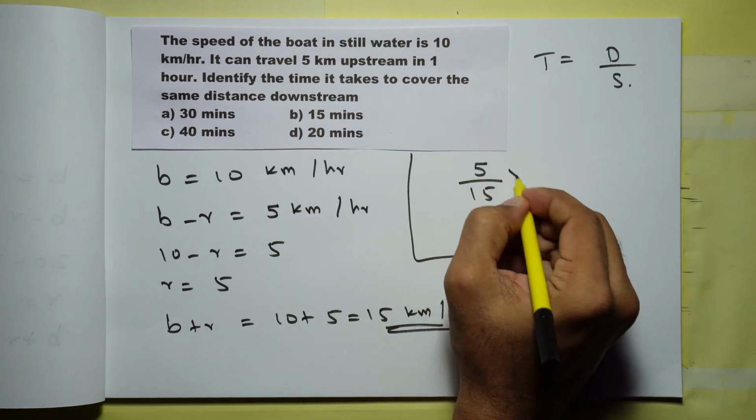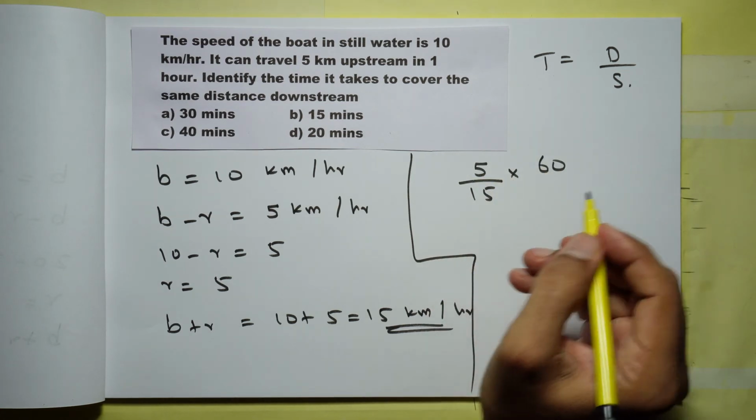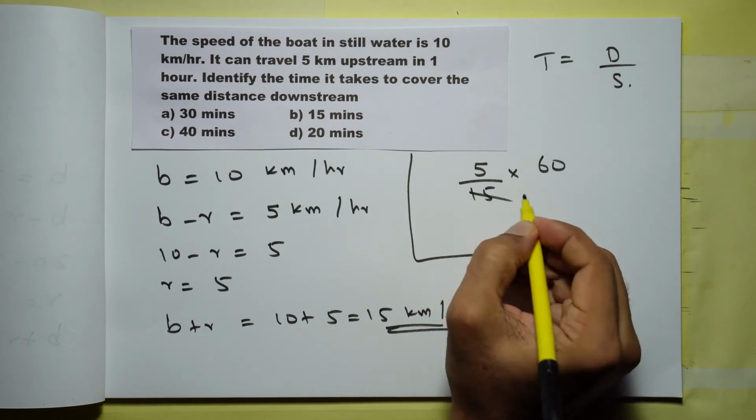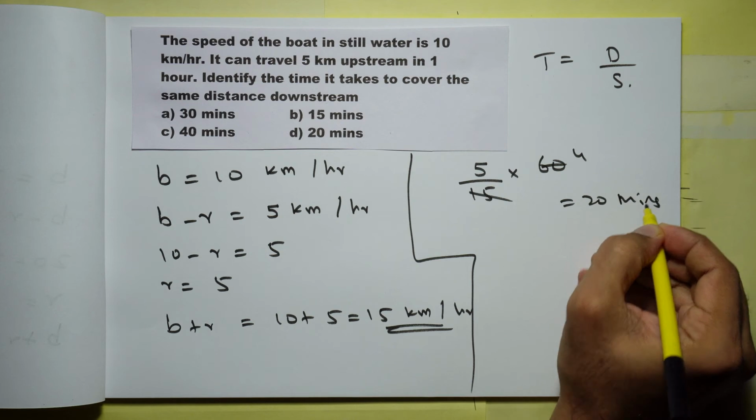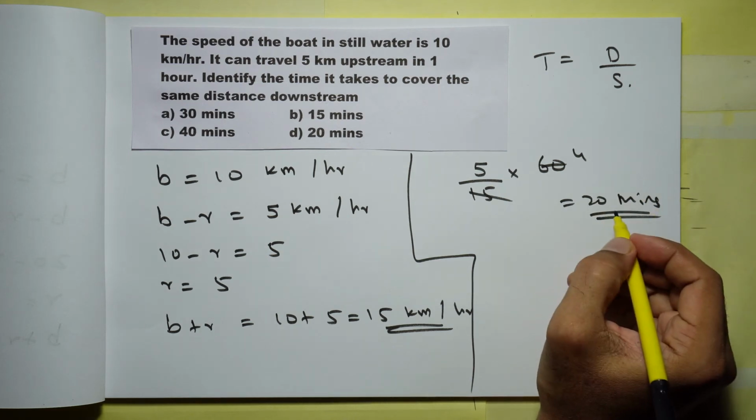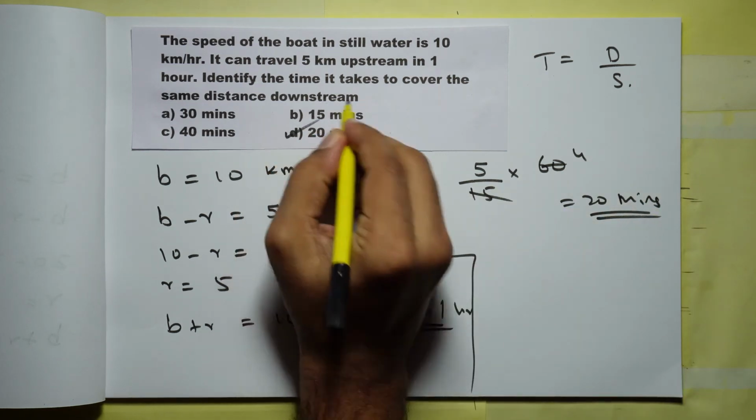This is in hours. We'll convert into minutes. We'll multiply by 60. So here 15 divides 4 times. So 5 into 4 is equal to 20 minutes. So altogether 20 minutes will be needed. Option D.